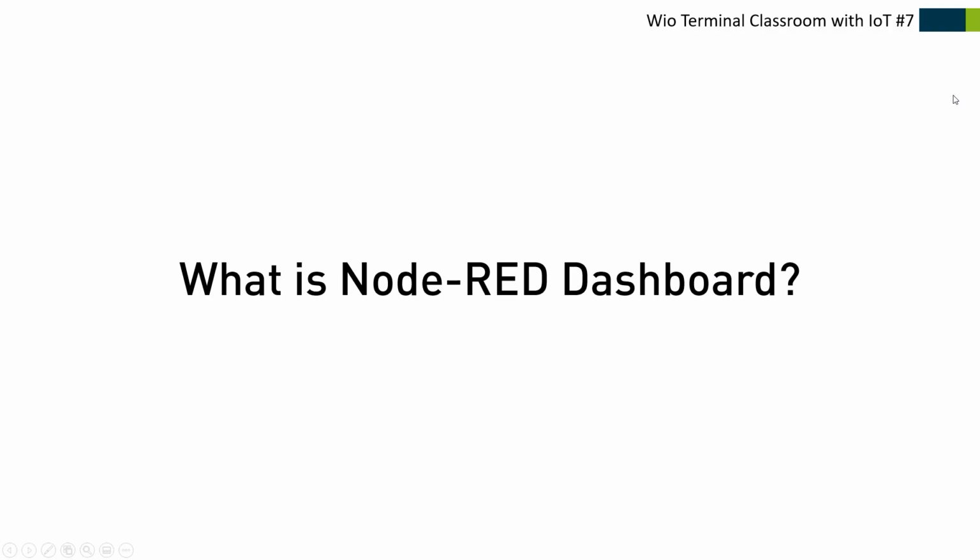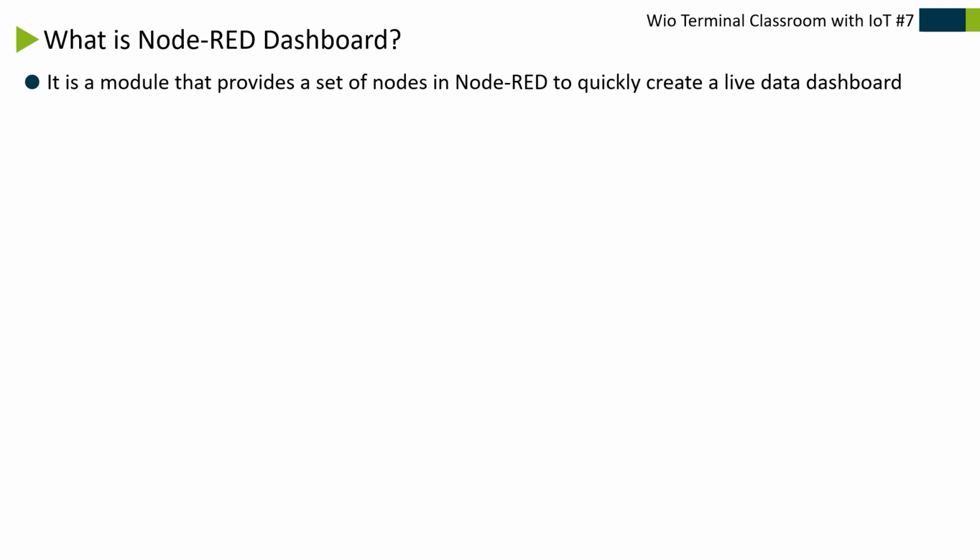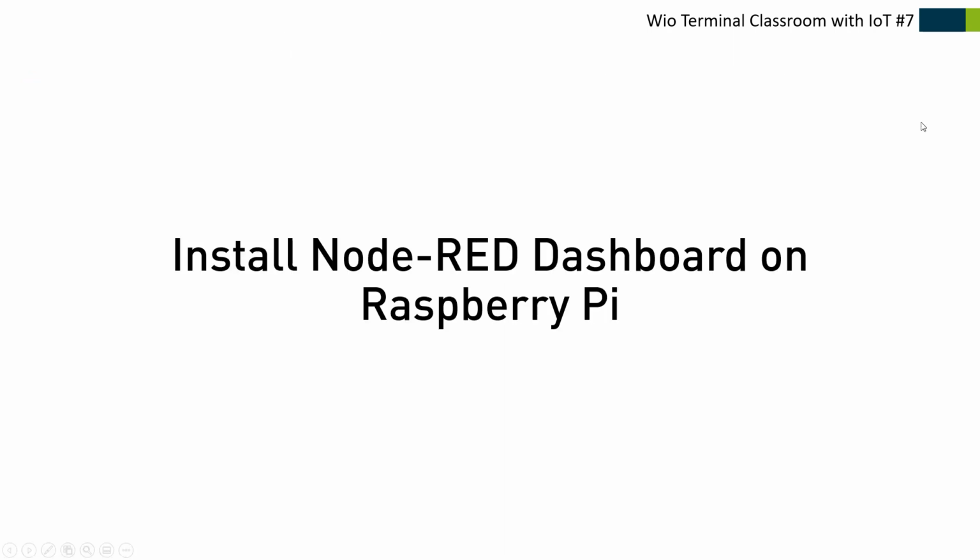Now that we know about Node-RED, let's move on to talk about Node-RED dashboard. Node-RED dashboard is a module that provides a set of nodes in Node-RED to quickly create a live data dashboard. So we can use Node-RED dashboard to visualize the sensor data. Let's go ahead and install Node-RED dashboard on the Raspberry Pi.